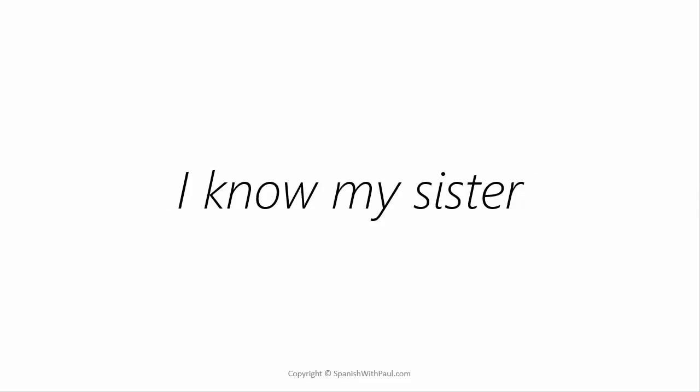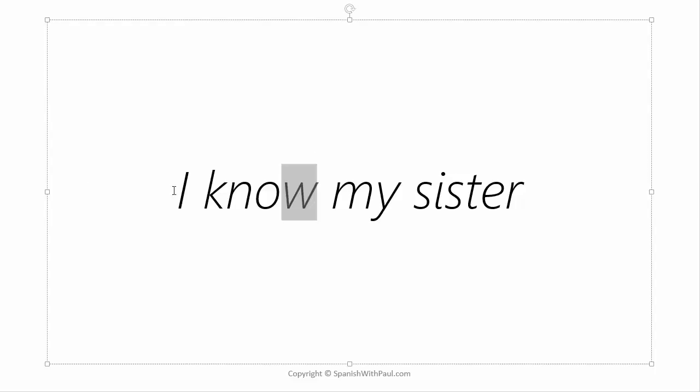Here's one last interesting example for you. We have, I know my sister. Now, if you think about it, how well do most people know their immediate family? I think they know them pretty well. So in this instance, it would make much more sense to use sé for I know, even though this is a person and normally we say we are acquainted with people and use conocer.